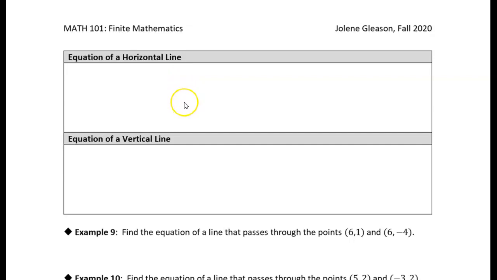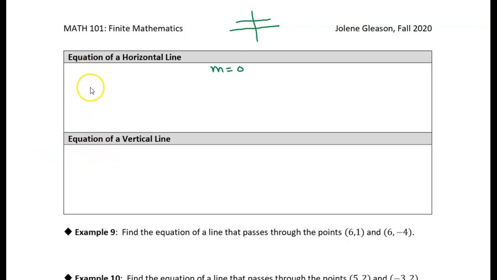All right, let's talk a little bit more about horizontal and vertical lines. If you recall, a horizontal line has a slope of 0, right? If I drew what it looked like, it's just a horizontal line. There's no rise. For any given run, there's no rise. So the slope is 0, right? So the delta y is 0.